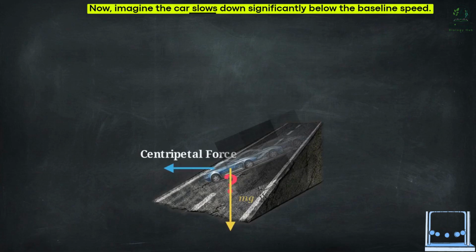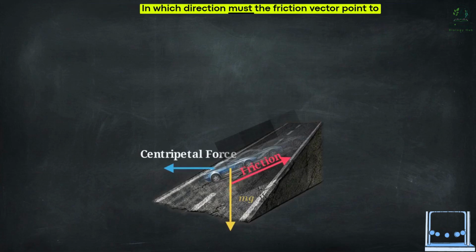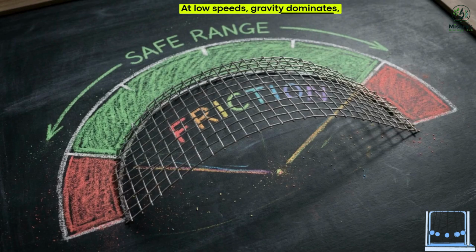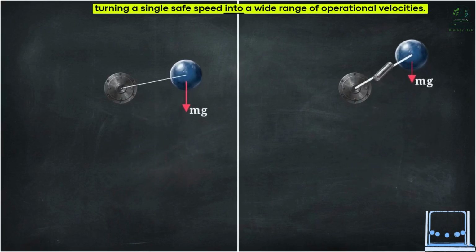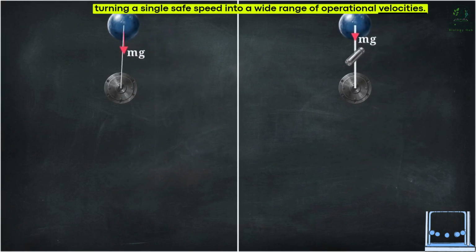Now, imagine the car slows down significantly below the baseline speed. In which direction must the friction vector point to keep the car from sliding down into the center of the track? At low speeds, gravity dominates, so friction must point up the slope to hold the car in place. Friction acts as a directional safety net, turning a single safe speed into a wide range of operational velocities.